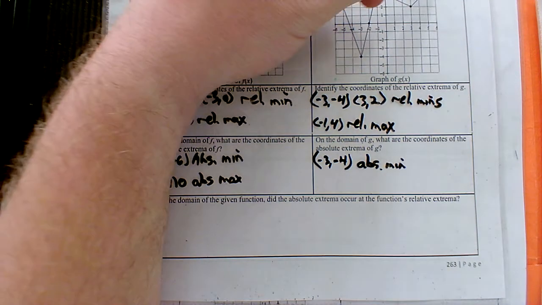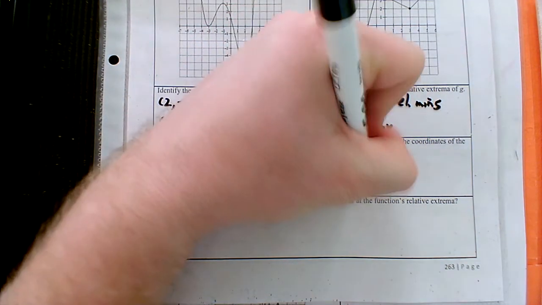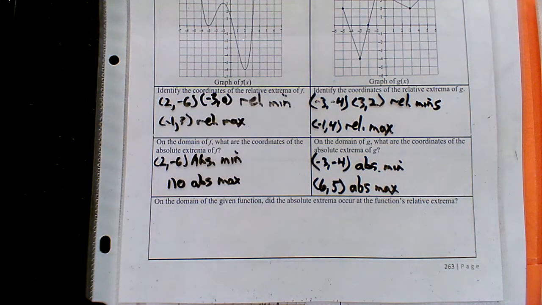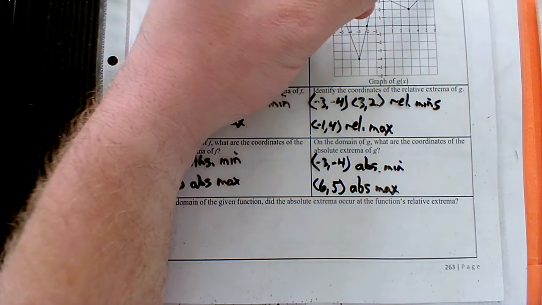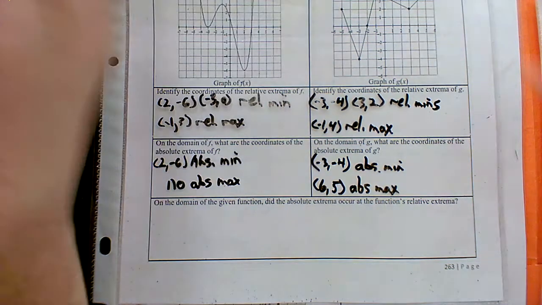Yeah, 6, 5. So 6, 5 is an absolute max. Why is that not a relative max? It's an absolute, but why is it not a relative, Dan? Because in order for something to be a relative extrema, it has to go from increasing to decreasing, or decreasing to increasing. Exactly, and we only see an increasing part, there's no decreasing part. But it is the highest point on the graph, so it is our absolute max.